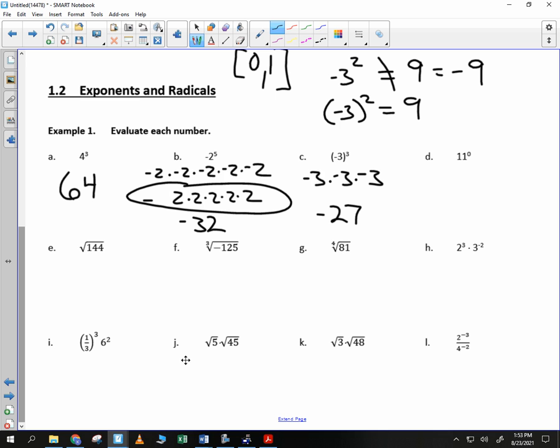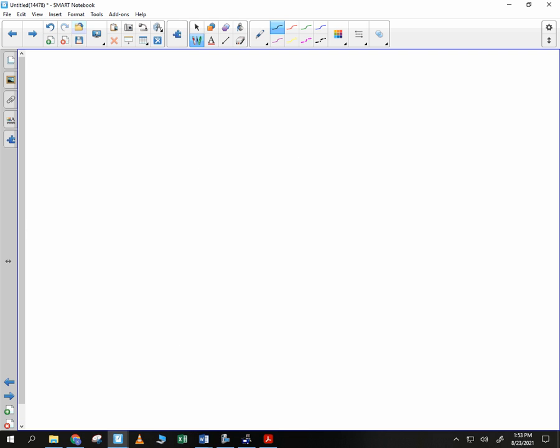Letter D, anything to the 0 power is? 0. Very good, it's 1. Why is it 1? I have to give up saying. Thank you for your honesty. Does anybody know why if you take something to the 0 power, you get 1?